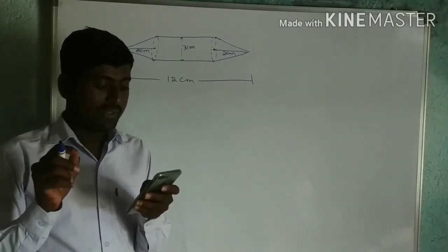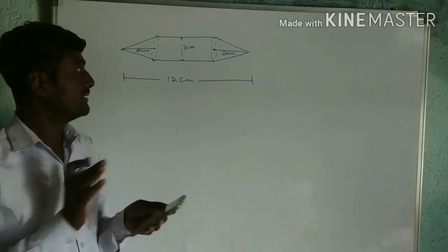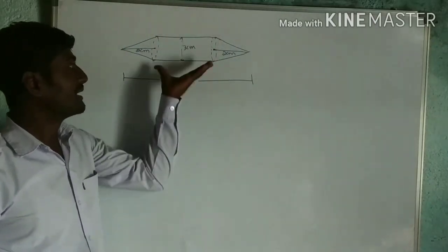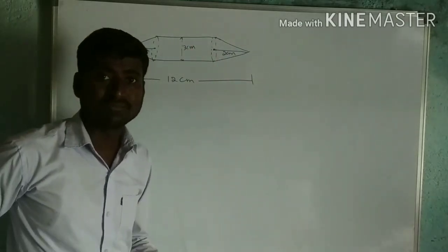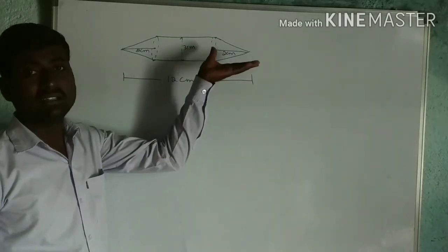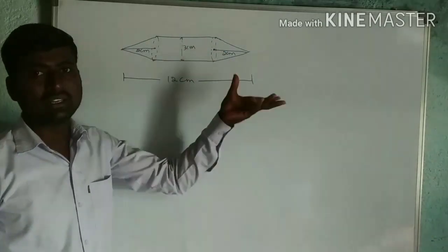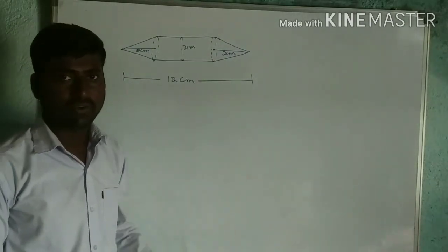Then find the volume of air contained in the model that Raquel made. So this is a model made by Raquel. What is the volume of air contained in this model? We are going to find it. It means we have to find the volume of this model. Air contained in this means it is the volume of the model we have to find.